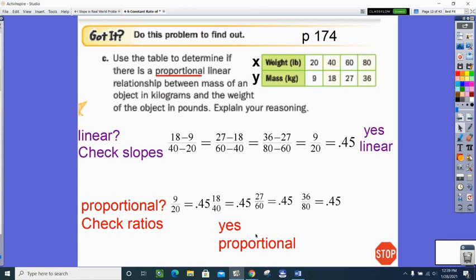So we did a little bit of a review of proportional from 7th grade. And we also are just taking this idea of lines and slope a little bit forward into the real world.